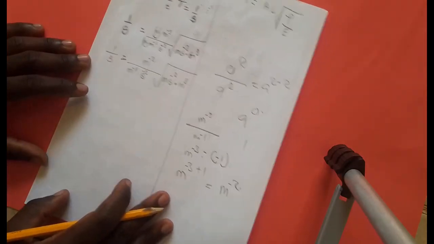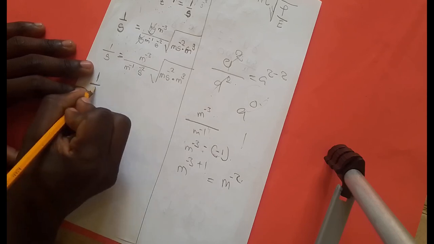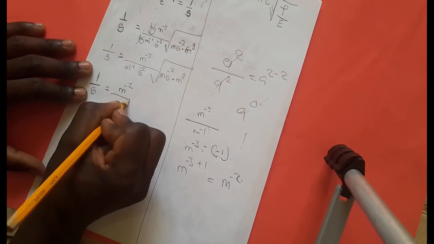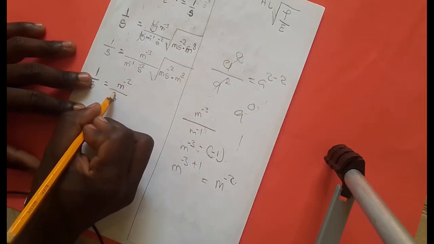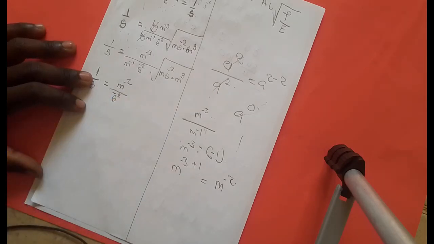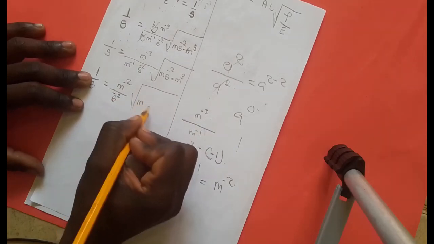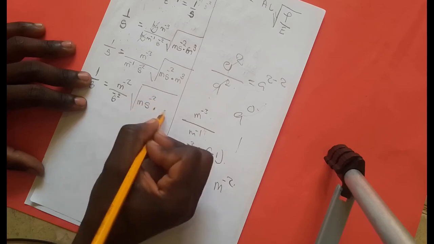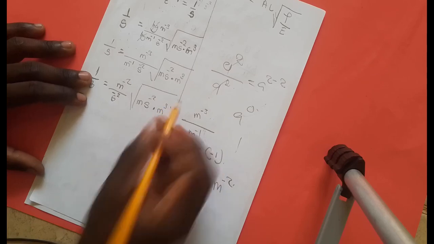So therefore, in the equation now, keep in mind we are proving the homogeneity of the equation. So 1 over s is now equal to m to the power negative 2 over s to the power negative 2, right? Under the root of what? m, s to the power negative 2 multiplied by m to the power 3.